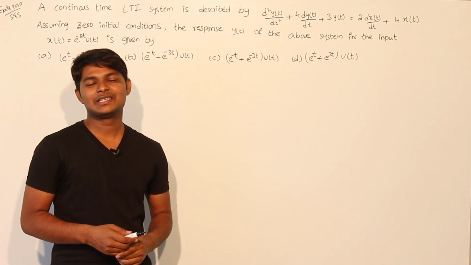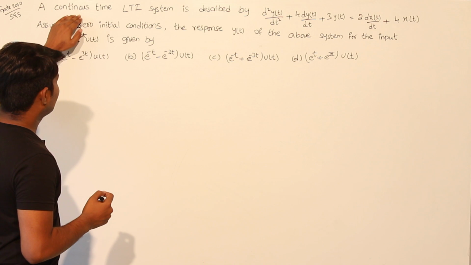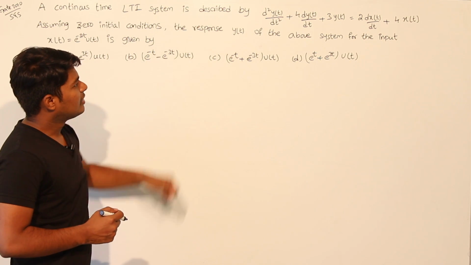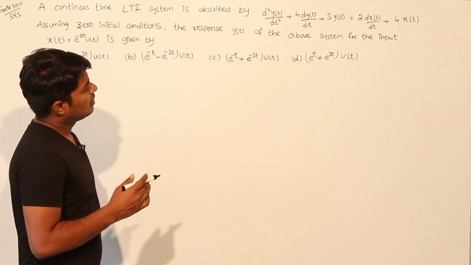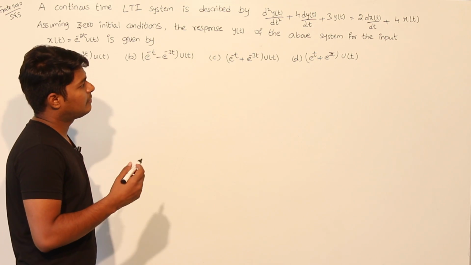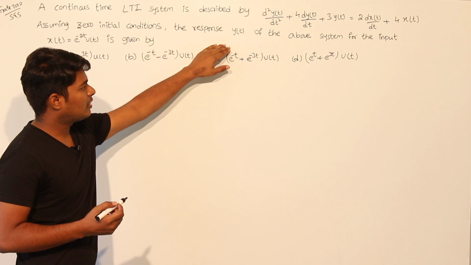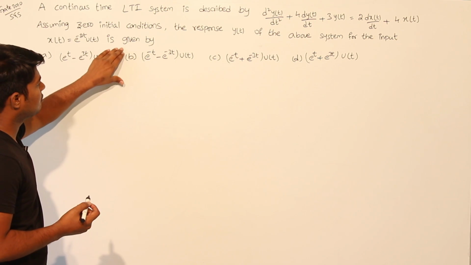Let's see this question. This question was asked in GATE 2010 in the subject Signals and Systems. A continuous linear time invariant system is described by the differential equation d square y of t by dt square plus 4 dy by dt plus 3y of t equal to 2 dx by dt plus 4x of t. Assuming zero initial conditions, the response y of t of the above system for the input x of t equal to e power minus 2t u of t is given by.